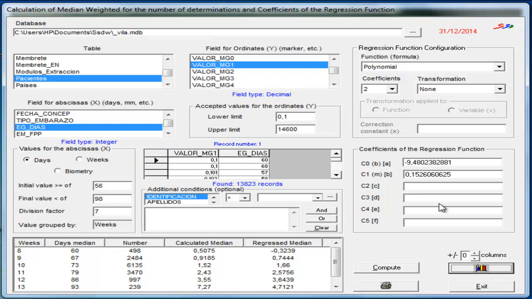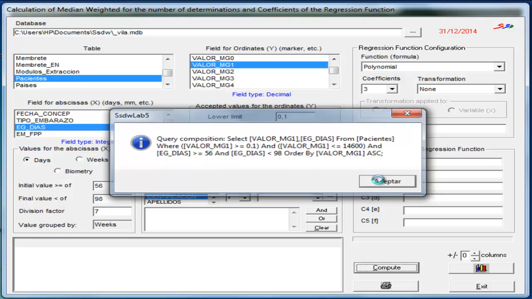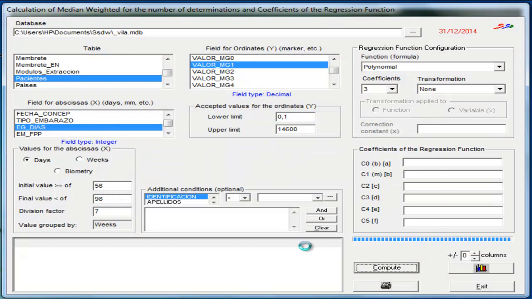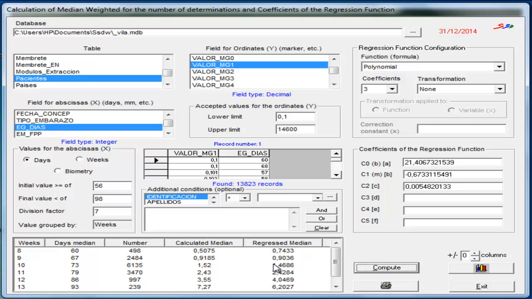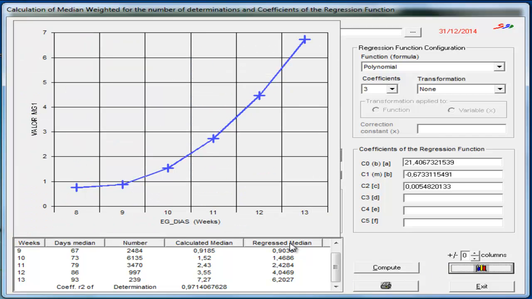Let's try now with a second-degree polynomial equation with 3 coefficients. This is a very useful equation for pregnancy-associated plasma protein A. We can see that both the calculated medians and the regression medians are correct, that the coefficient of determination R2 is 0.98, so very high, and that this equation doesn't have values lower than 0 and gives us a curve very similar to what the pregnancy-associated plasma protein curve should be. Therefore we would accept this equation, and it can be used in the program.